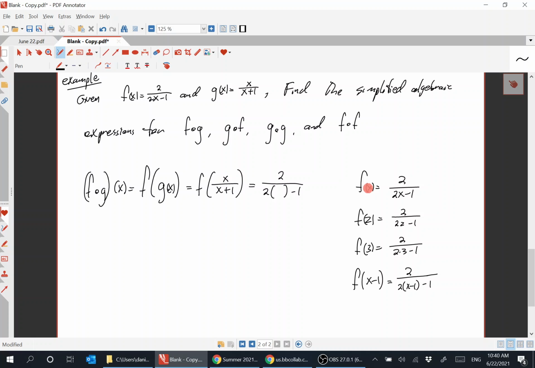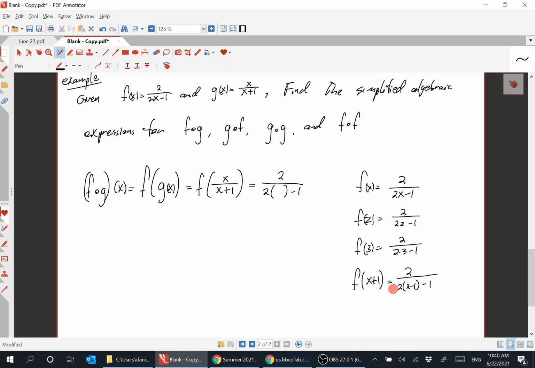So whatever I put in here, I replace every instance of x with that thing that's in the parentheses there. So here, I replaced x with z. So the instance of x that was here gets replaced by z. Here I replaced x with 3. So the instance of x here gets replaced by 3. Here I have x minus 1. So the instance of x gets replaced with x minus 1.